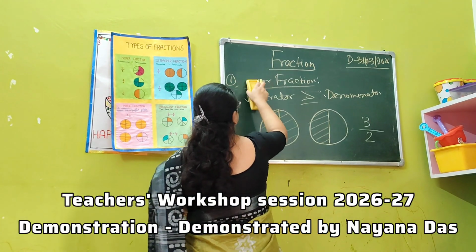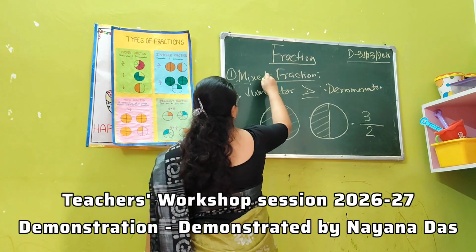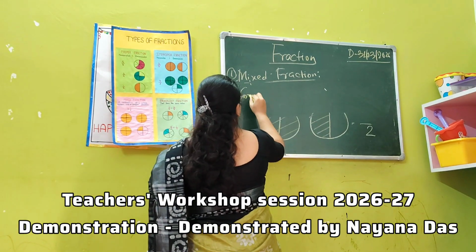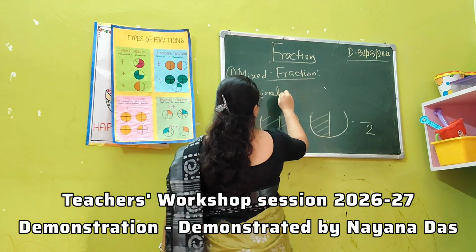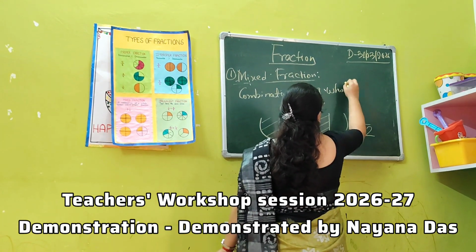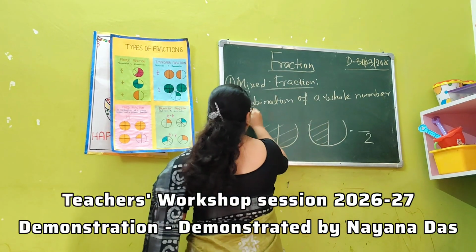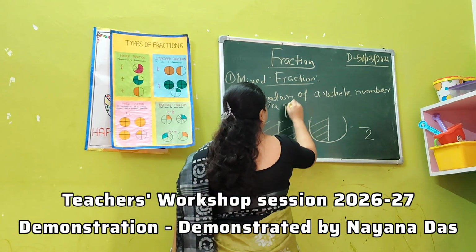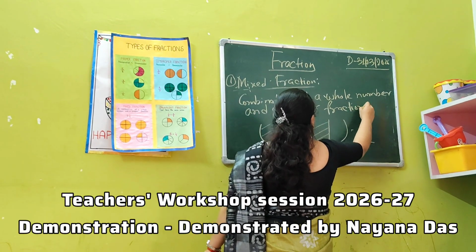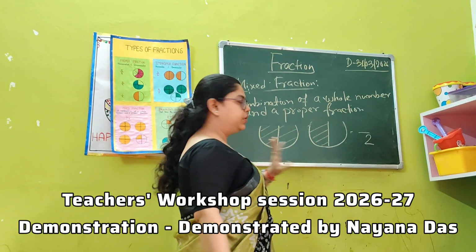And the last one is mixed fraction. A mixed fraction is a combination of a whole number and a proper fraction.